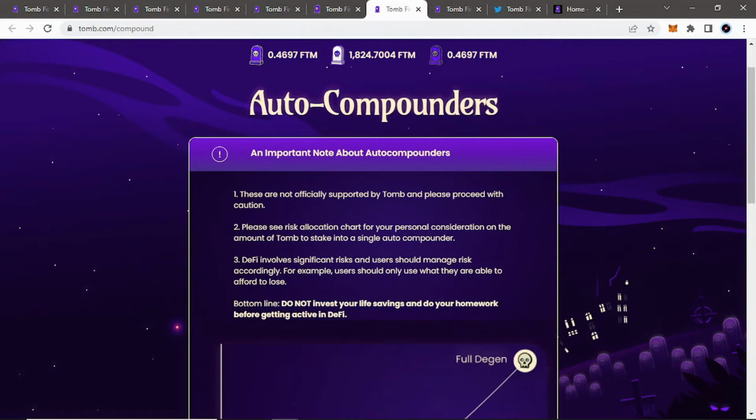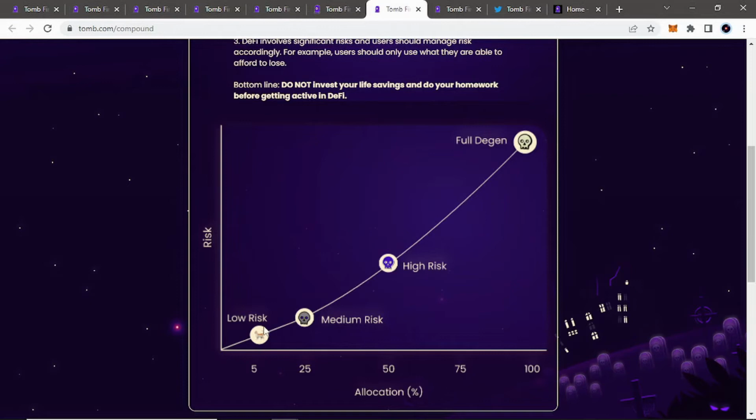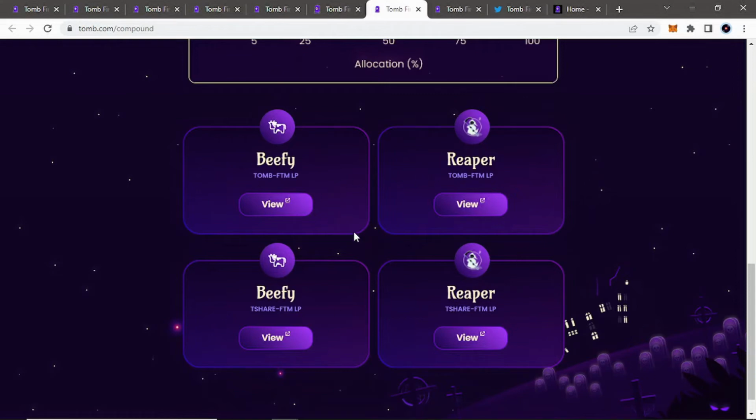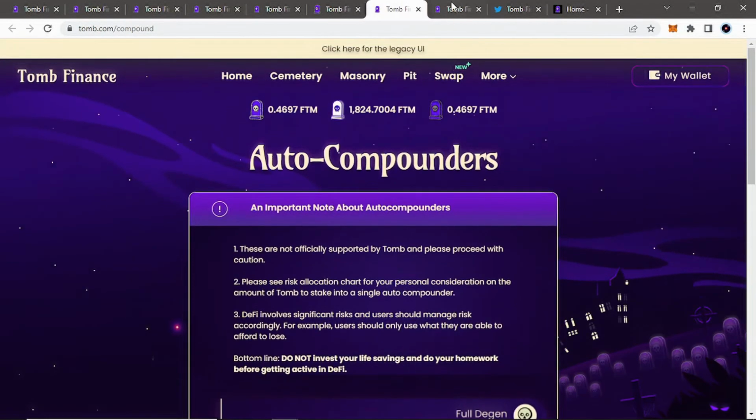As with this whole project and everything in crypto, the risk is super high and it's super degen, but I still do believe these Tomb forks do have a powerful play if you play them right. I like how it says it here with these auto compounders, with the risk factor, full degen. So it gives you 4 options here. You can go Beefy to auto compound your Tomb and FTM liquidity pair, or Beefy T-share and FTM, or you can go on Reaper and use those auto compounders as well.